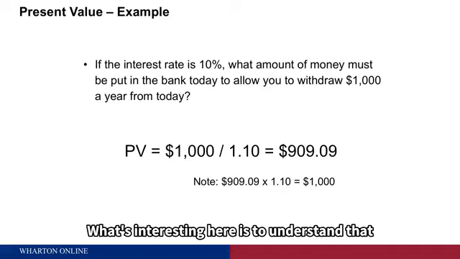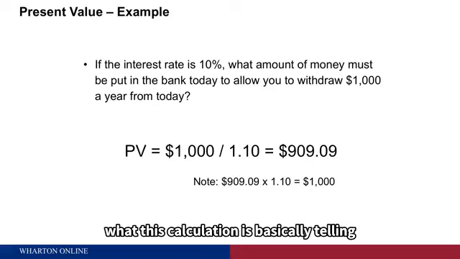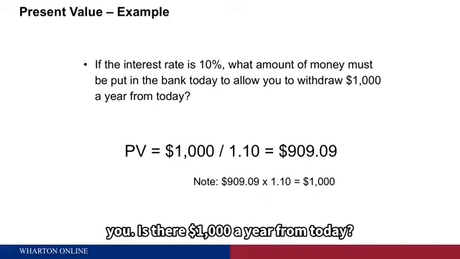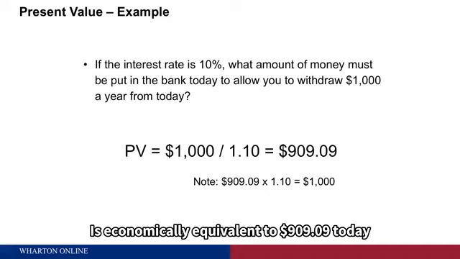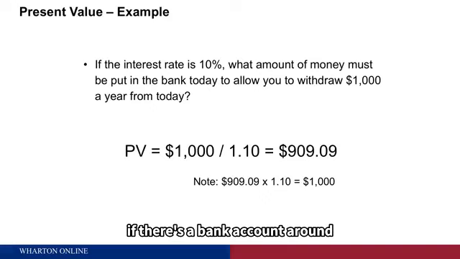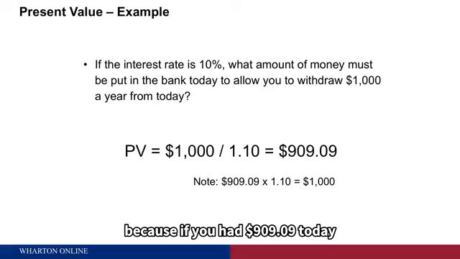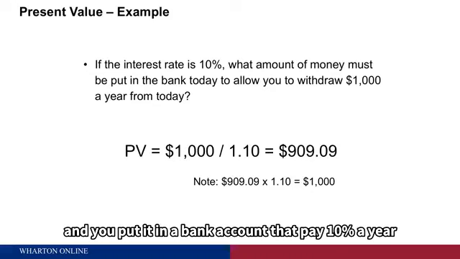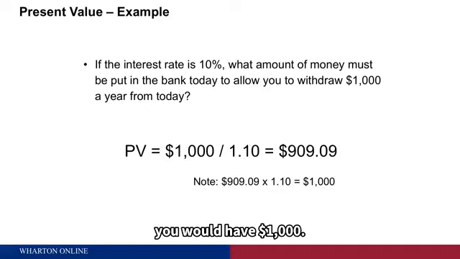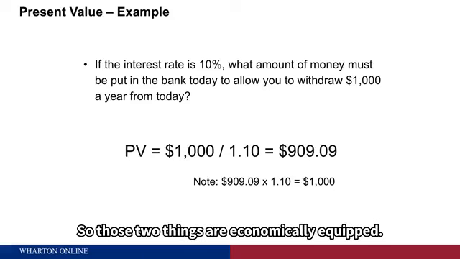at the end of the year, I would have $1,000. What's interesting here is to understand that what this calculation is basically telling you is that $1,000 a year from today is economically equivalent to $909.09 today if there's a bank account around that pays you at the rate of 10%. And the reason we say they're economically equivalent, because if you had $909.09 today and you put it in a bank account that paid 10% a year, at the end of the year you would have $1,000. So those two things are economically equivalent.